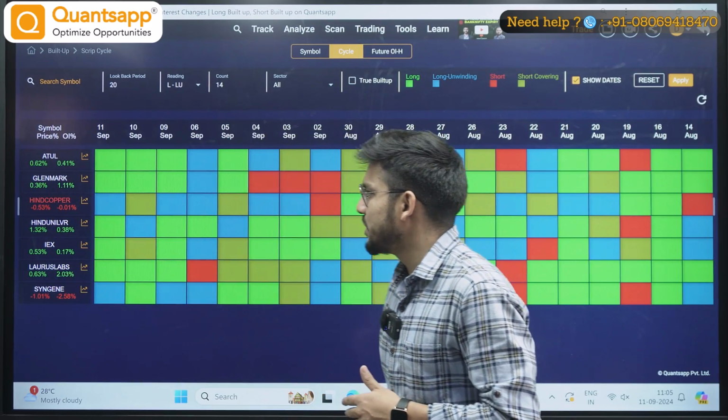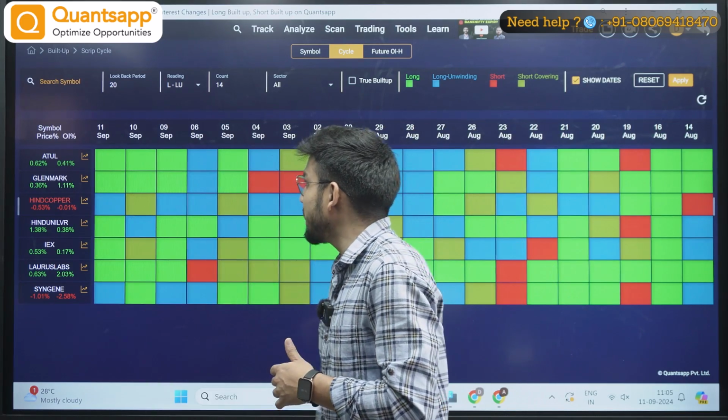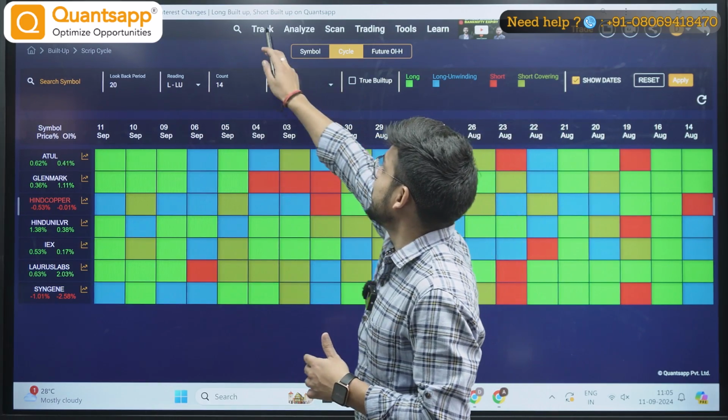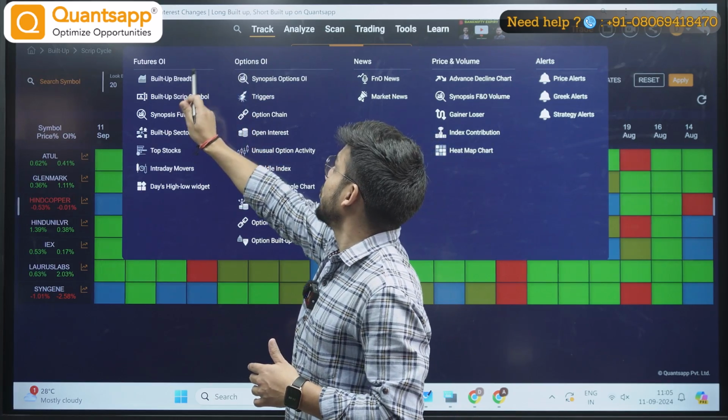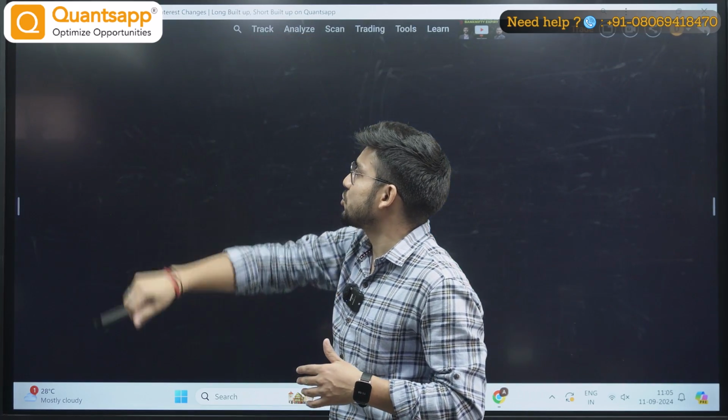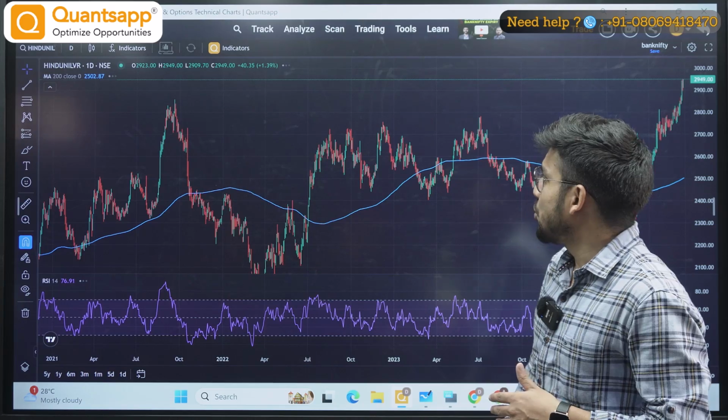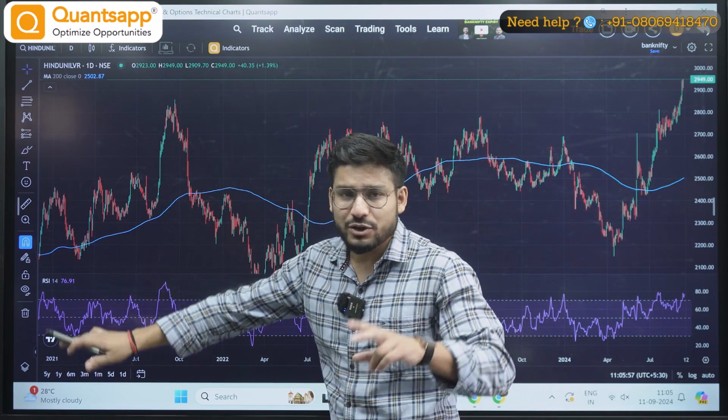For example, let's go with Hindustan Unilever and IX. Let's see them in the chart. For that, go to Track, then Analyze, and then go to the Charts Trade order. Now here in the chart I have set two things.